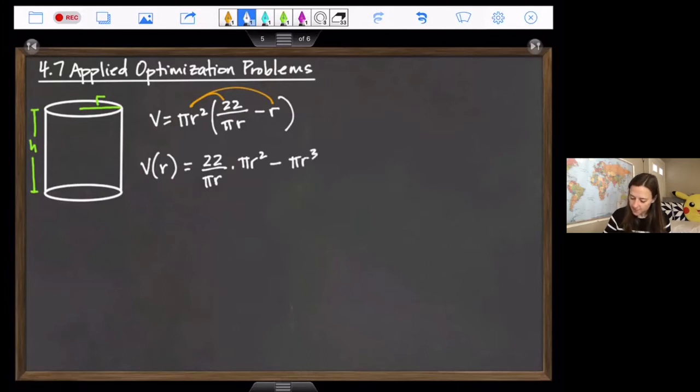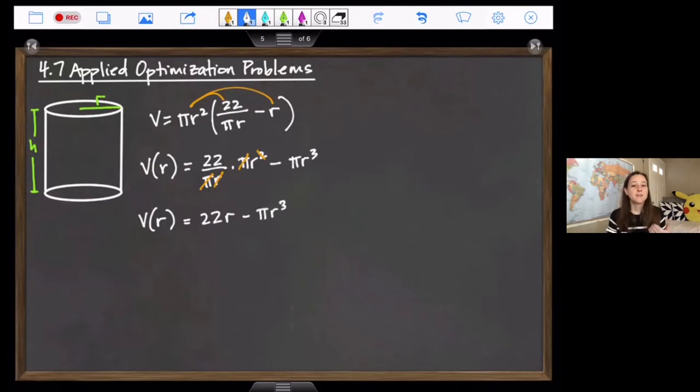And we can simplify a little bit even more. These two pi's are going to cancel out. I've got an r down in the bottom that can cancel out one of the r squareds. And our formula looks better than ever. This is a volume formula that is 22r minus pi r cubed. All right, so we finally got our volume function figured out.